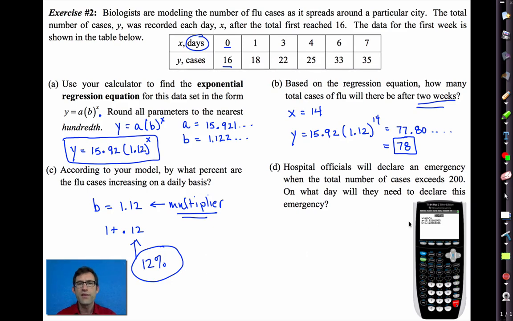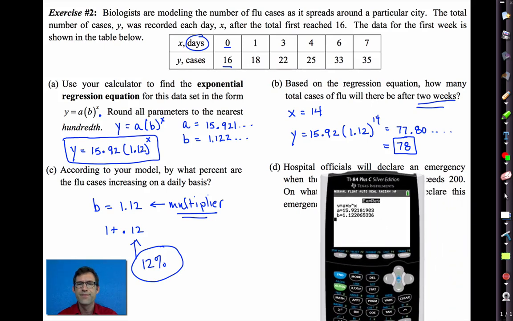So, since we've got the TI-84 Plus already open, let's now hit our y equals button. All right, and what I'm going to do is put my model into y1, and then I'm going to use a table of values to help me figure out when it exceeds 200. So let's do that. If we have any equations in y1 or y2, we should clear them out. There probably aren't any in there, but there might be.